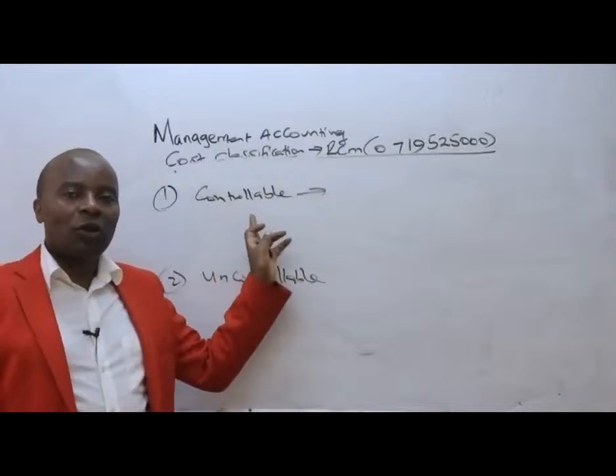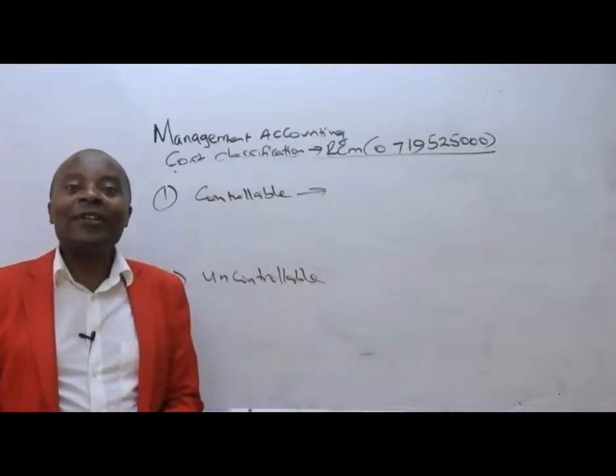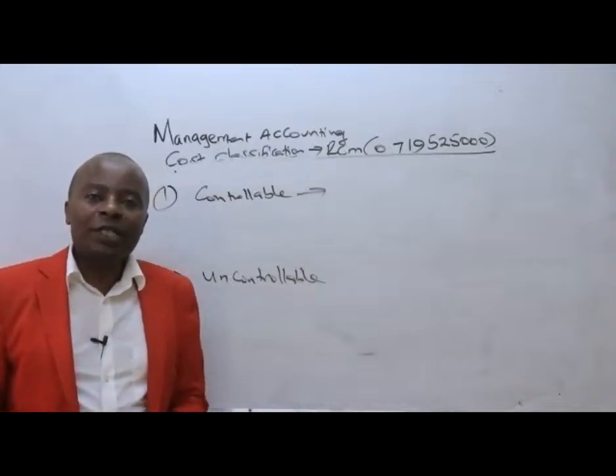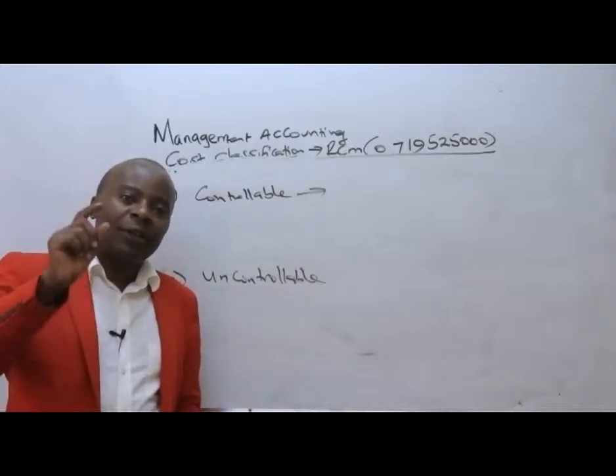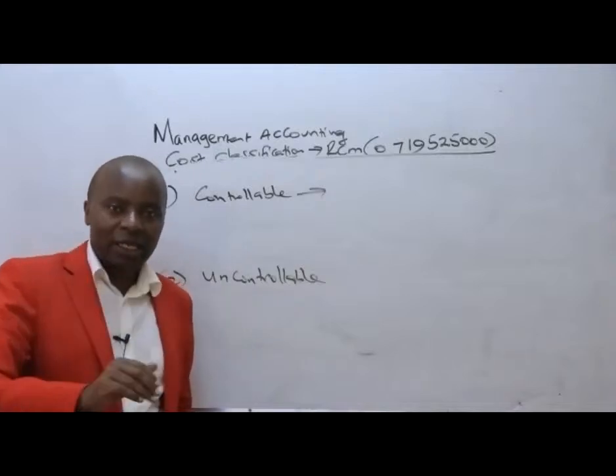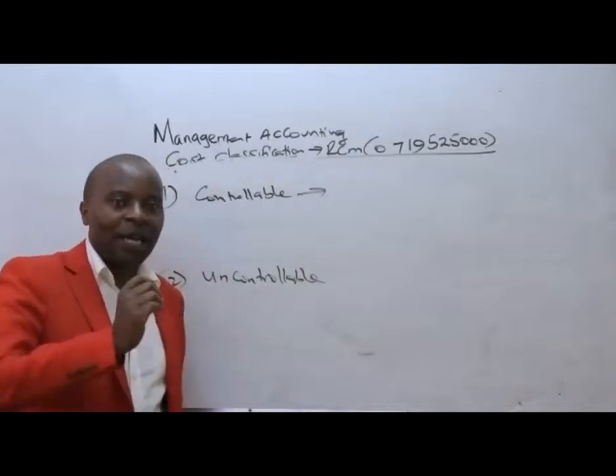All variable costs are controllable because we can influence the variable cost. We can influence them using the activity, the output. We can say, let's produce less this year, and all those costs will go down like that.